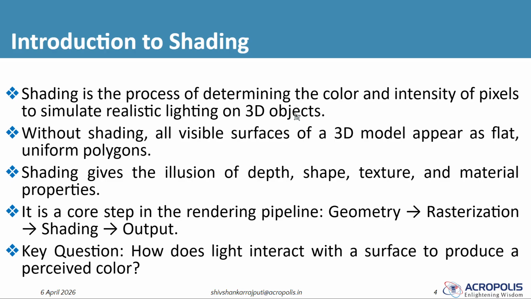So, what exactly is shading? Shading is the process of determining the color and intensity of each pixel on a 3D object to simulate realistic lighting. Without shading, every surface of a 3D model would just look like a flat, featureless polygon. There would be no sense of depth or dimension. Shading gives us the illusion of depth, shape, texture, and material properties. It's a core step in the rendering pipeline.